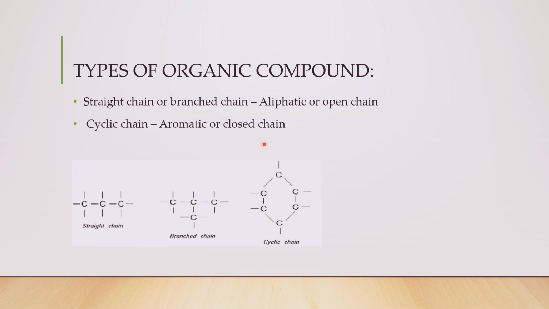Now let us see the examples. Straight chain means the carbons are in a straight chain, and it is also known as aliphatic or open chain. And branched chain is also aliphatic, and it has a branch of carbon. In this, a lot of branching occurs in the carbon chain. And the next one is the cyclic chain, or closed or aromatic chain. It is in cyclic form.